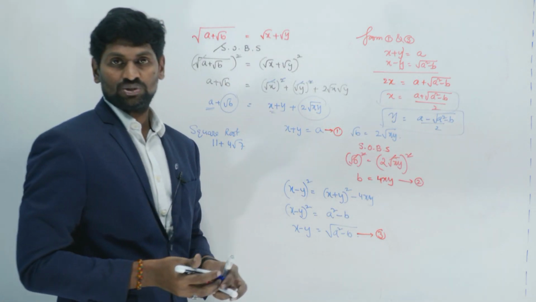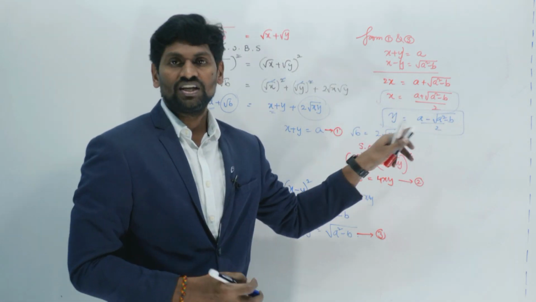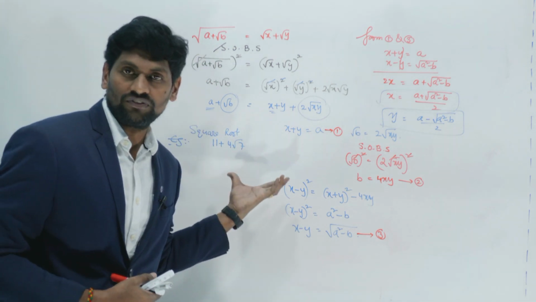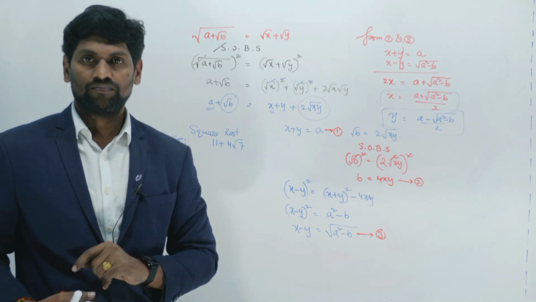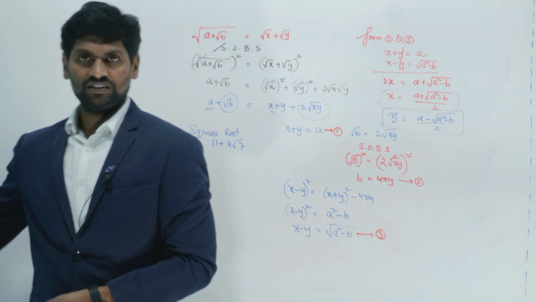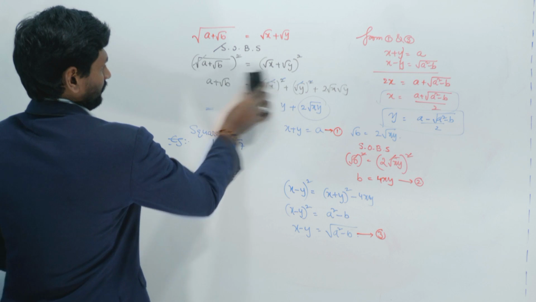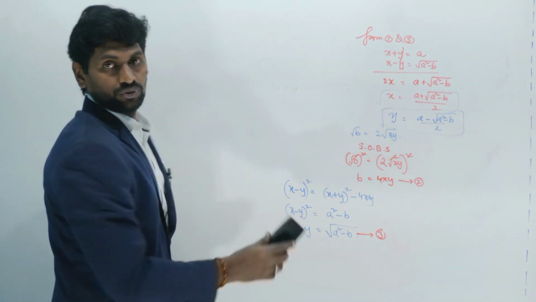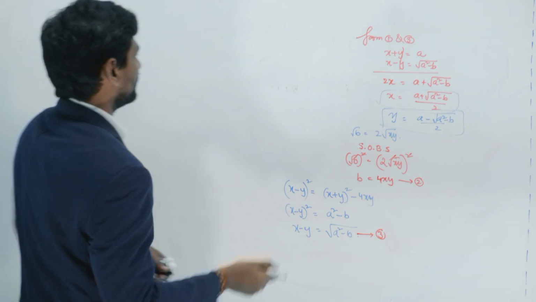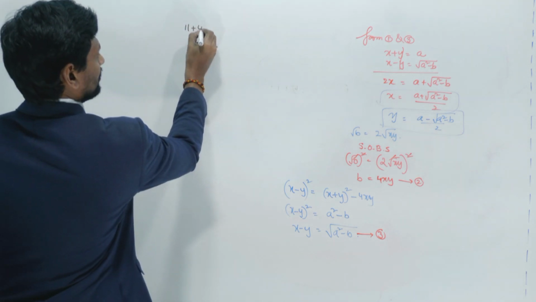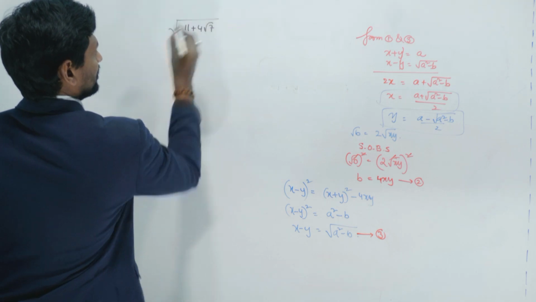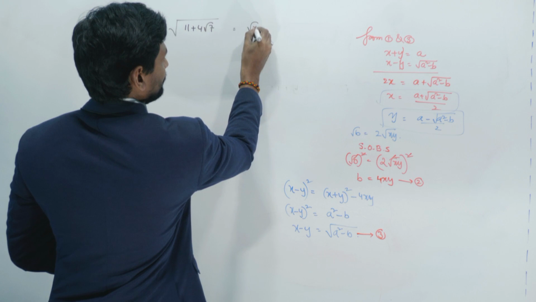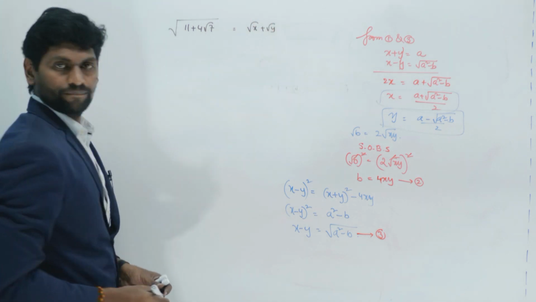So by using these two formulas, the x formula and the y formula, we can identify the square root of any binomial surd. Okay? Let us see. Let us find the square root of 11 plus 4 root 7. That is in the form of root x plus root y, I told you, right?